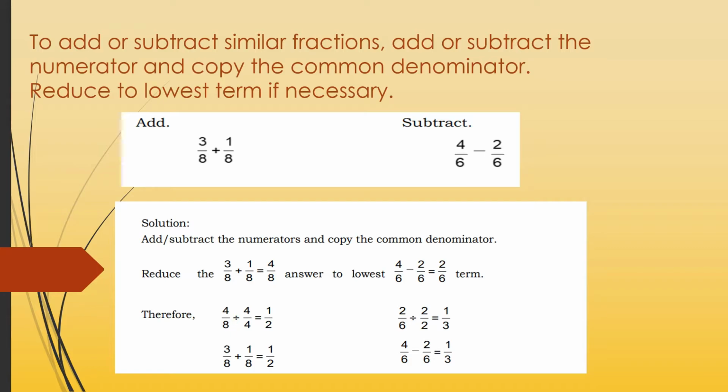Next one. 4 over 6 minus 2 over 6 is equal to 4 minus 2, which is 2, over 6, copying the denominator. Then find its lowest term by using its greatest common factor. So 2 divided by 2 is 1, and 6 divided by 2 is 3. Our final answer for 4 over 6 minus 2 over 6 is 1/3.